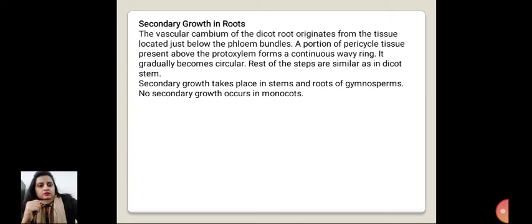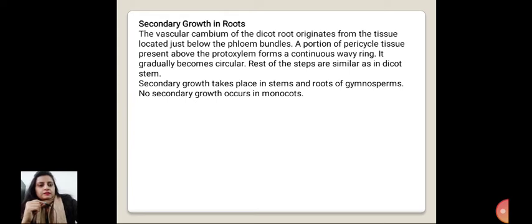Next is secondary growth in roots. The vascular cambium of the dicot root originates from the tissue located just below the phloem bundles. A portion of pericycle tissue present above the protoxylem forms a continuous wavy ring. We can compare this with the dicot stem, in which the ring is continuous, while in this the ring is wavy. It gradually becomes circular. The rest of the steps are similar to those in the dicot stem.